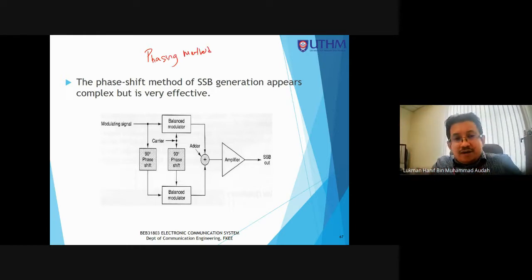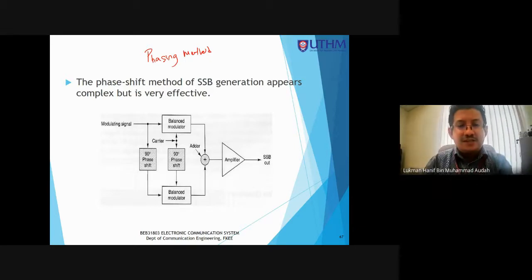Ini pernah ditanya berkali-kali dalam exam. Okay, and for your information, we have asked these questions a few times in the exam. Yang mana pelajar perlu terbitkan persamaan pada beberapa poin dalam SSB modulator ini.